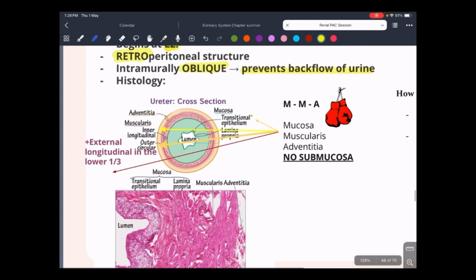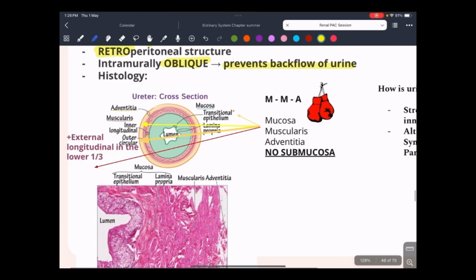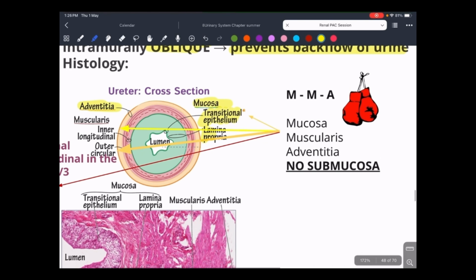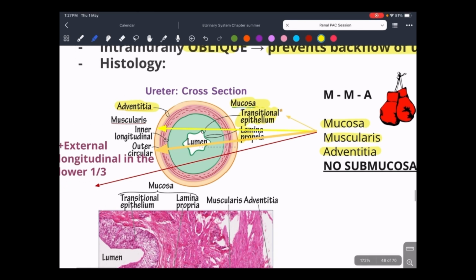Histology is very, very easy. We know, like the usual, right? We have the adventitia, which is the outermost layer. We have the mucosa, which is made up of transitional epithelium and lamina propria. We can look here: mucosa, muscularis, adventitia, right? MMA, from in to out. And in the mucosa, you have transitional epithelium. Sorry, we're talking about the muscularis here.